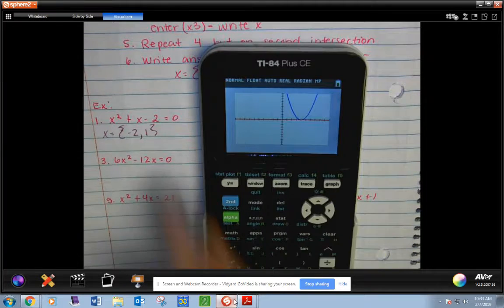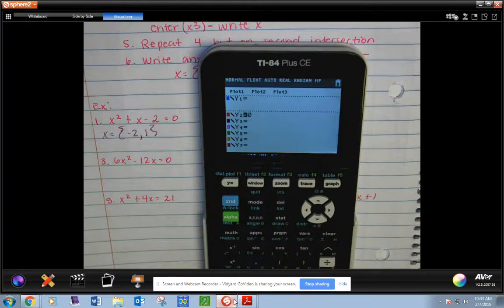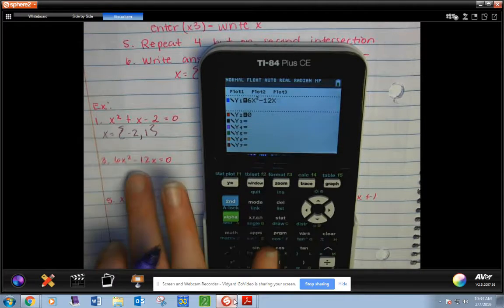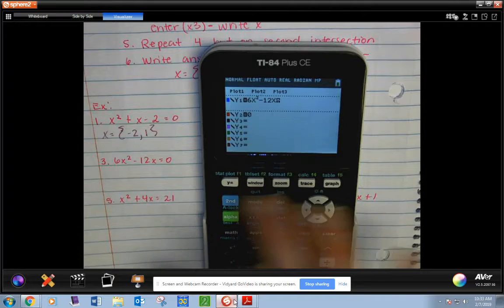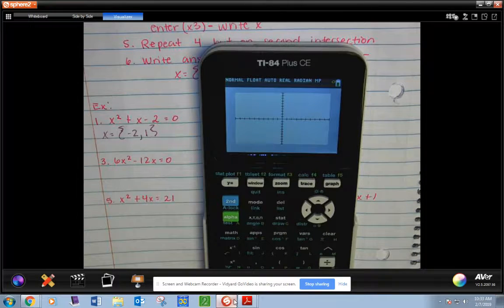Okay, for number 3, again, it's equal to 0. We're going to just do 6x squared minus 12x, and since there's nothing else, I keep 0 in the bottom. Second trace, number 5. Let it graph.